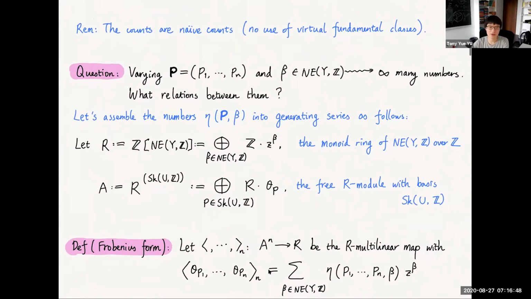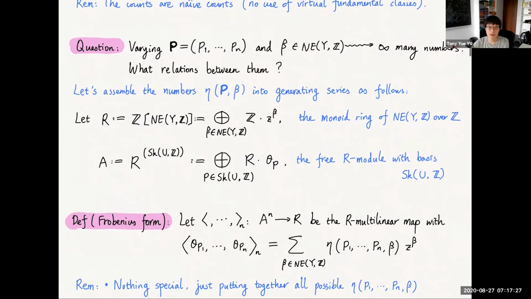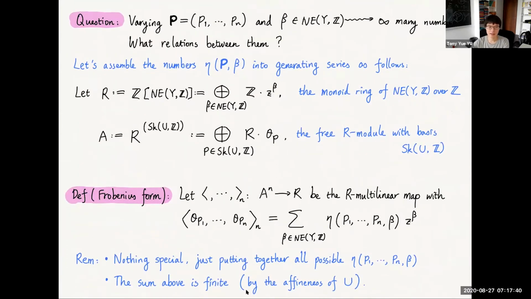And now we define the following Frobenius form. Let this form be the R-multilinear map that sends the basis vectors theta_p1 until theta_pn to the sum over all curve classes beta of the basis vector z^beta with coefficient eta(p1, ..., pn, beta). Eta is just the count we defined. So let me say that there's nothing special about the definition of the Frobenius form. We just put together all possible choices of p and beta. And by the affineness of our log Calabi-Yau variety, one can show the sum is a finite sum.